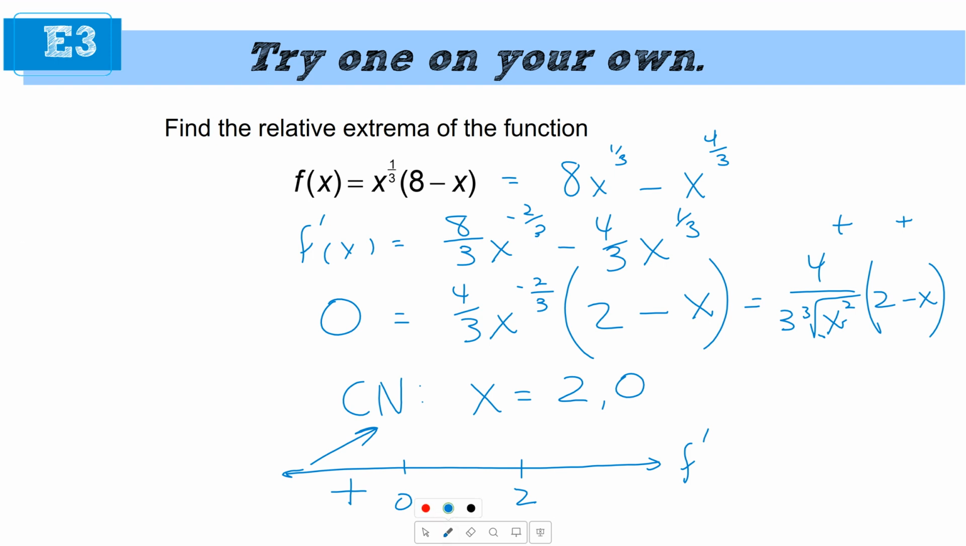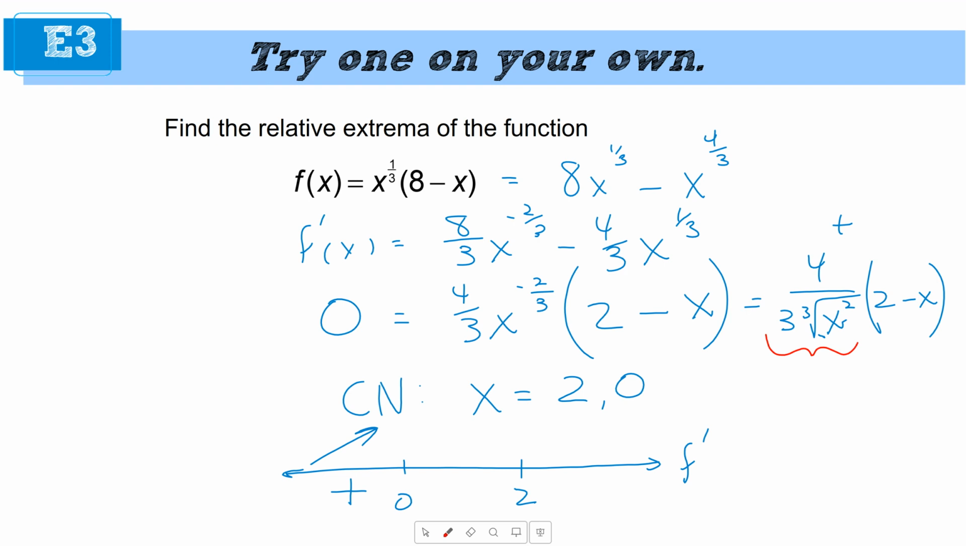Hold on. I can't let it go. Let me go back to my question before. What's true about that? It's always going to be positive. So that's going to make my life a lot easier testing values, because now all I need to do is test what's happening over here with the 2 minus x.